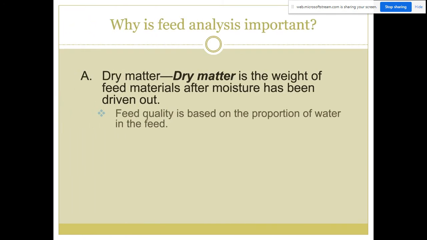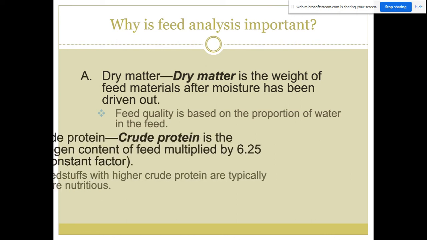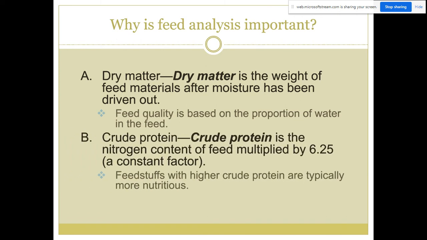Dry matter is the weight of feed materials after moisture has been driven out, so that's no moisture. The feed quality is based on the proportion of water in the feed. Crude protein is the nitrogen content of feed multiplied by 6.25 as a constant factor. You want higher crude protein because that makes it more nutritious.